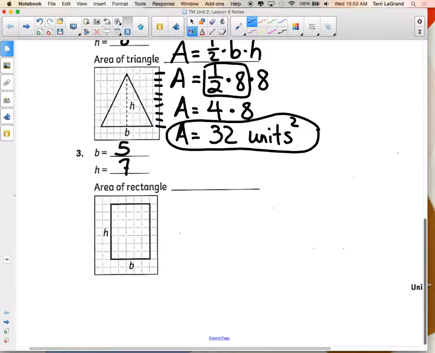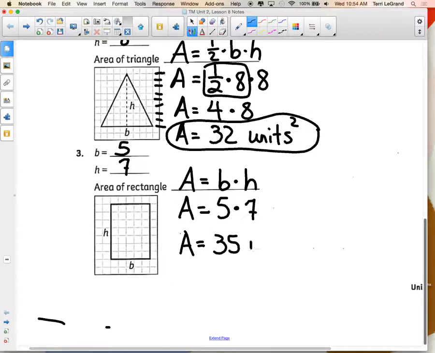How do we find the area of a rectangle? What would the formula look like? How do we write the formula for the area of the rectangle? How do we write it, Carly? Capital A equals base times height, little b for base, little h for height. Okay. We're looking for the area. We don't know it. We know the base is what? 5. We know the height is 7. So we can multiply right away. 5 times 7 is 35. 35, and these are units squared.